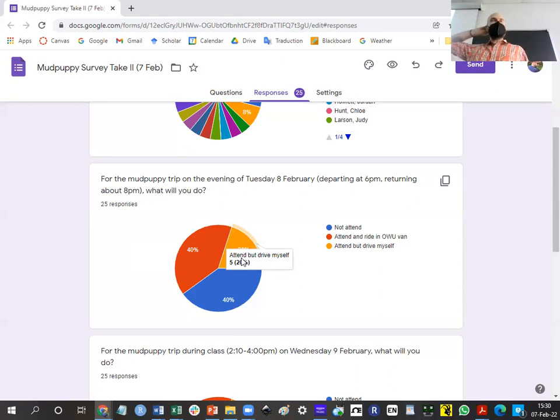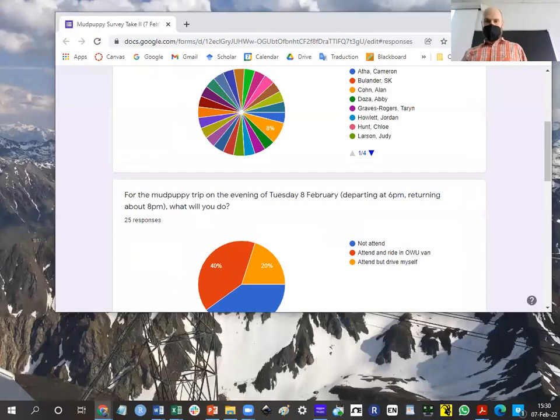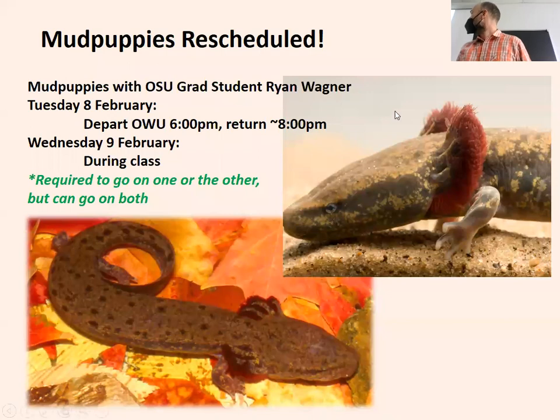What I will do is those of you that are driving separately, I will put a link in the GroupMe to where we're going. We are departing OWU at 6 p.m., so we're going to meet there at 6:30. So if you're driving separately, you can just plan on meeting us down there at 6:30. The rest of us will meet here in the Science Center parking lot at 6 o'clock and go down there.